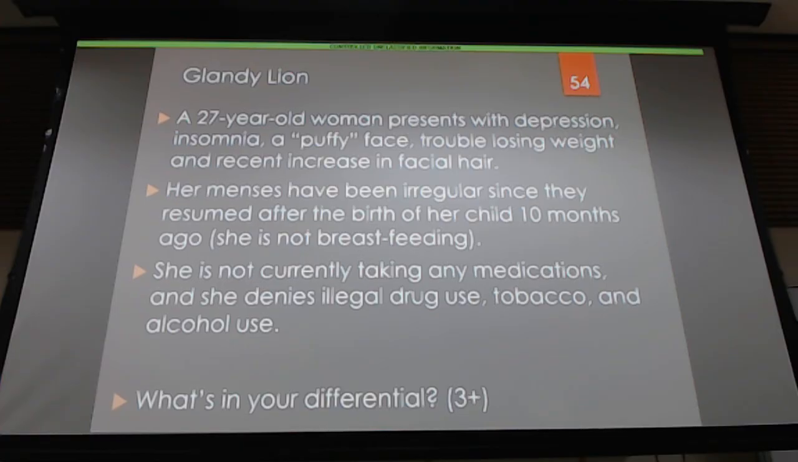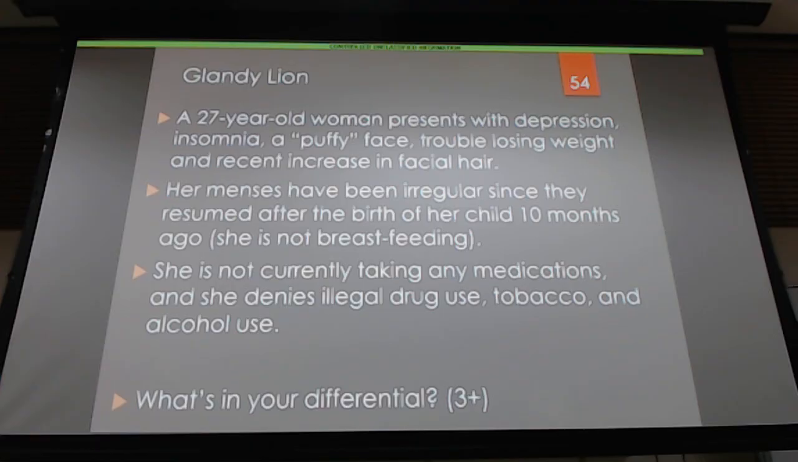All right, so next patient. Glandy Lyon is a 27-year-old woman who presents with depression, insomnia, puffy face, trouble losing weight, and recent increase in facial hair. Her menses has been irregular since they resumed after the birth of her child 10 months ago. She's not breastfeeding. She's not currently taking any medication and denies any illegal drug use, tobacco, or alcohol use.